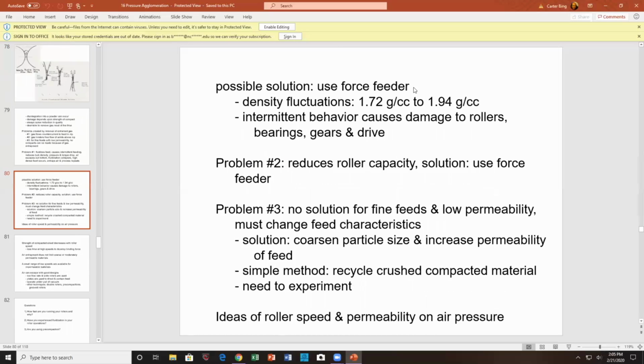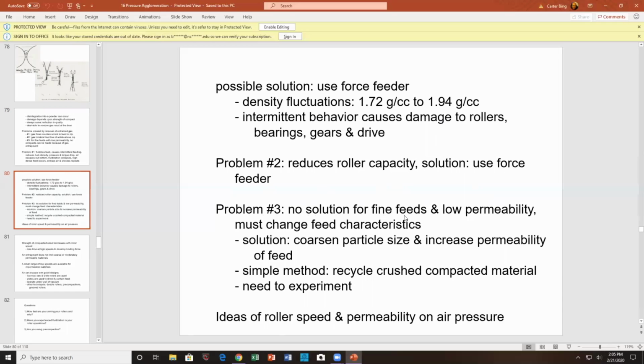Possible solution: use a force feeder. Density fluctuations of 1.2, 1.9, 1.7 to 1.9. Intermittent behavior causes damage to rollers, bearings, gears, and drives. Problem number 2, reduced roller capacity. Solution: use a force feeder.